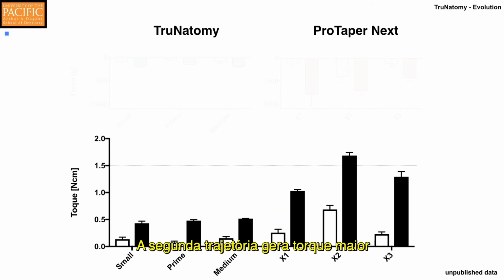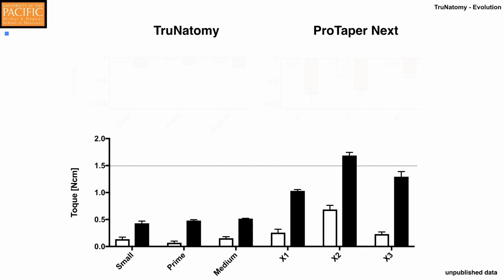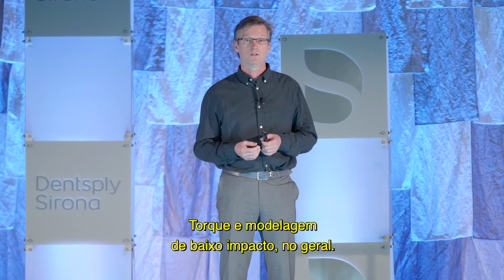So the second pass, of course, generates higher torque, and obviously you can see the torque increases from the first to the second pass in each case, but it's very similar for the TruNatomy instrumentation, and it's below 0.5 Newton centimeters. Very low, low impact torque, low impact shaping in general.